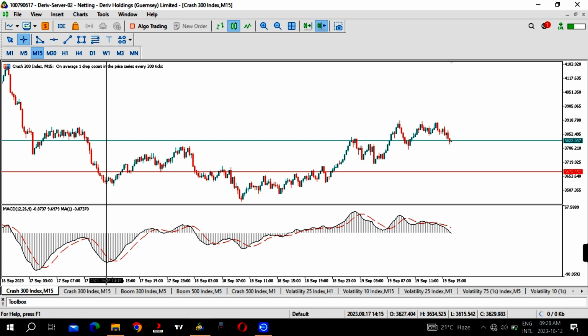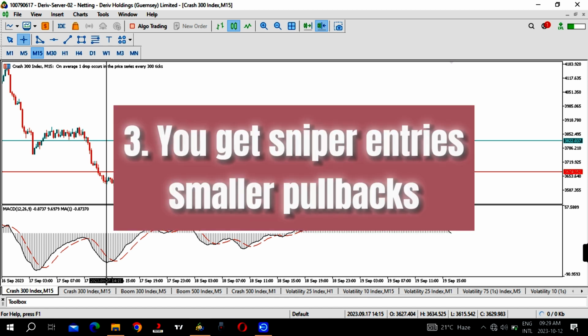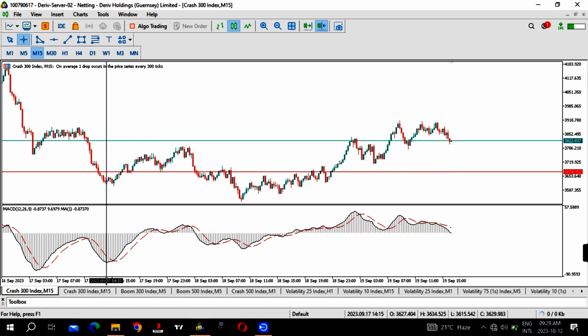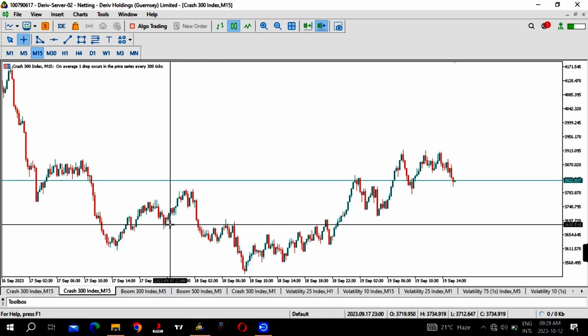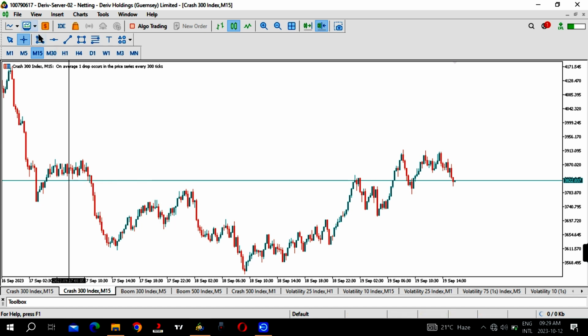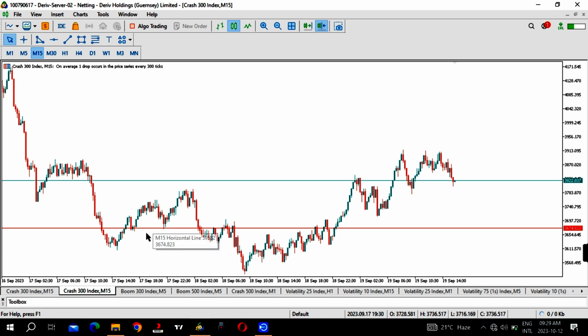Then the third point is that you get pinpoint entries free from pullbacks, right? So these are the entries that you are talking about. When you are using price action over here, you are getting this pinpoint entry. So we are just marking this area over here, this resistance, and when it gets broken, we enter when the market pulls back to that area. So you got all these entries, they are respecting that, right?